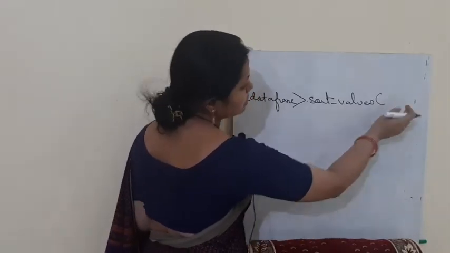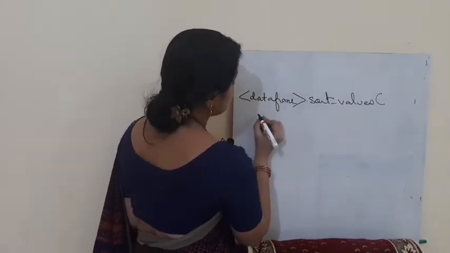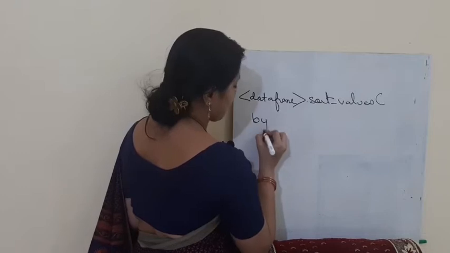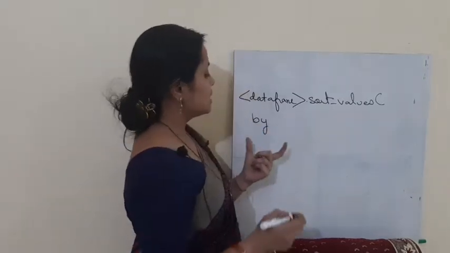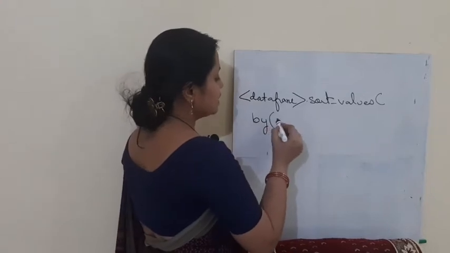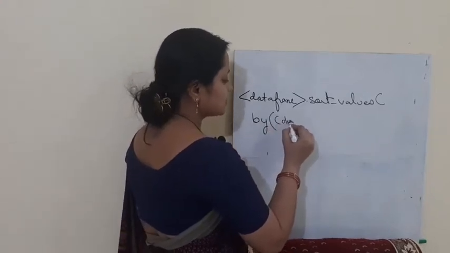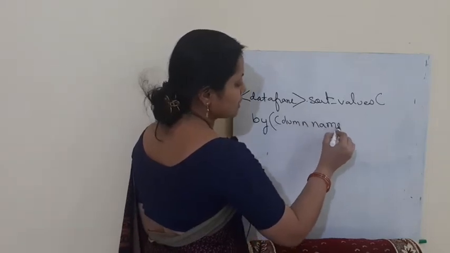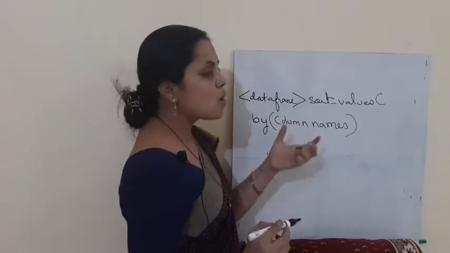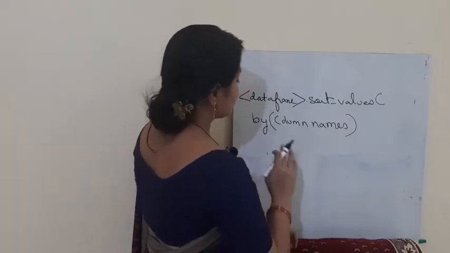I am writing from here because the space is ending here. The first argument is by. What does this by mean? By means here we will be writing the column names by which I want to sort my values. Then the next argument that needs to be passed is ascending.